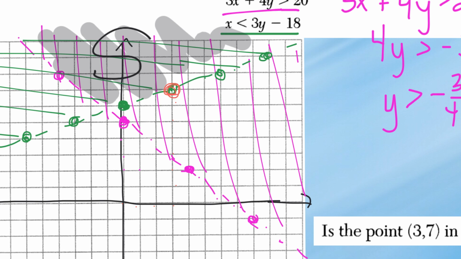So you'll notice that it's right on the cusp of the solution set. And because our solution set does not include anything along that line, this point is actually not part of the solution. It's pretty darn close, but it's not quite because our solution set is anything above the line, not including the line itself.